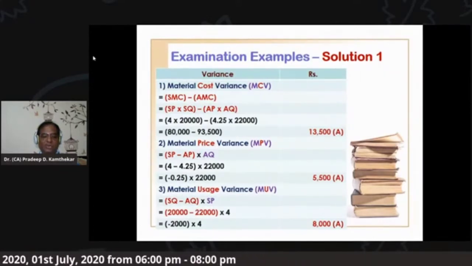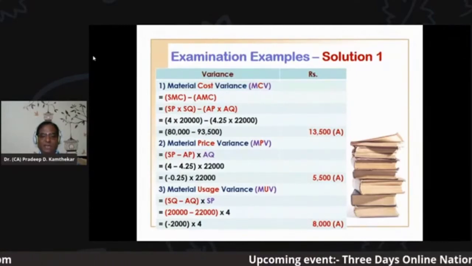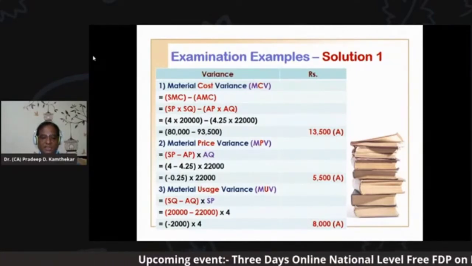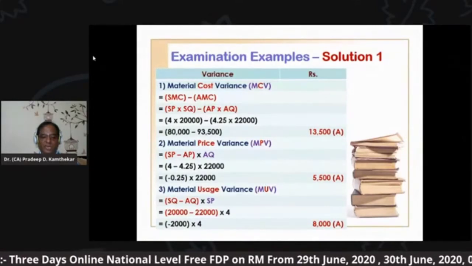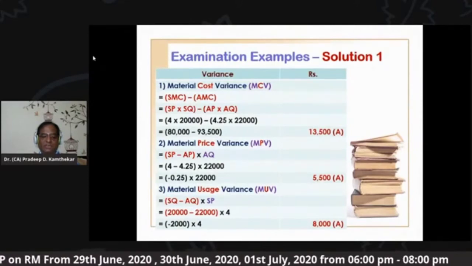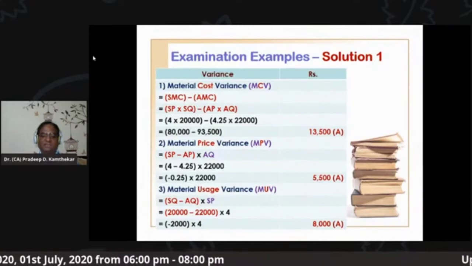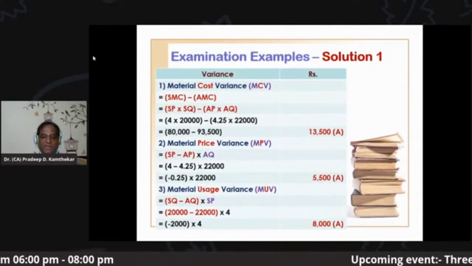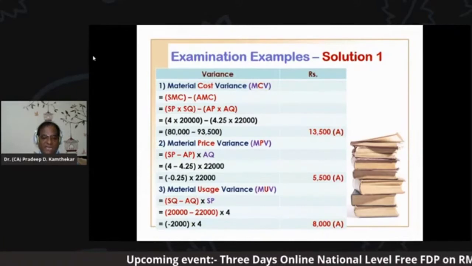So in this case, standard price per kilogram is 4, actual price per kilogram is 4.25, and when we multiply with the actual 22,000 kilograms of material utilized, it is minus 0.25 into 22,000, which comes to minus 5,500. That negative variance, the material price variance of 5,500, is called an adverse variance.